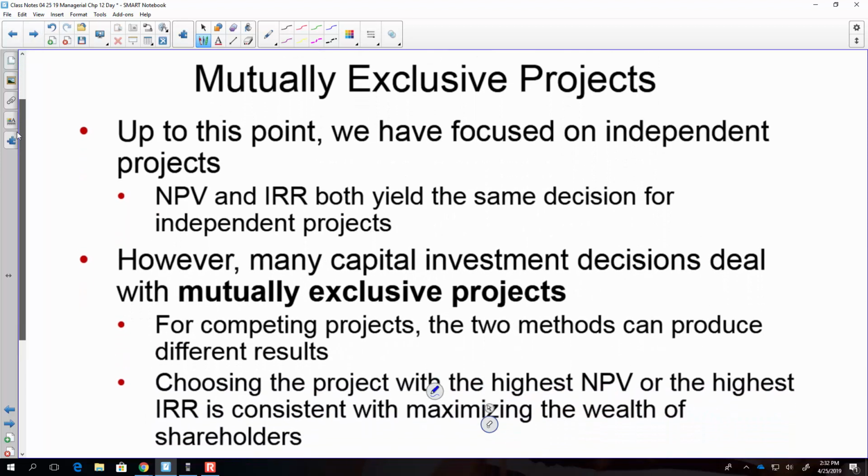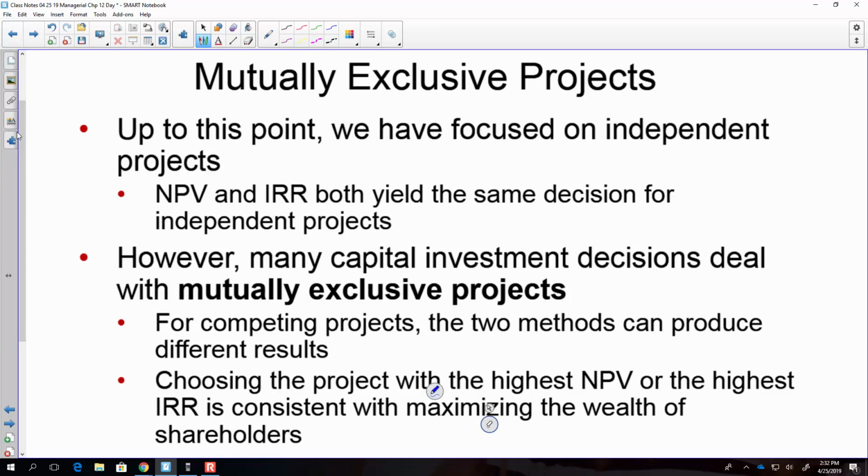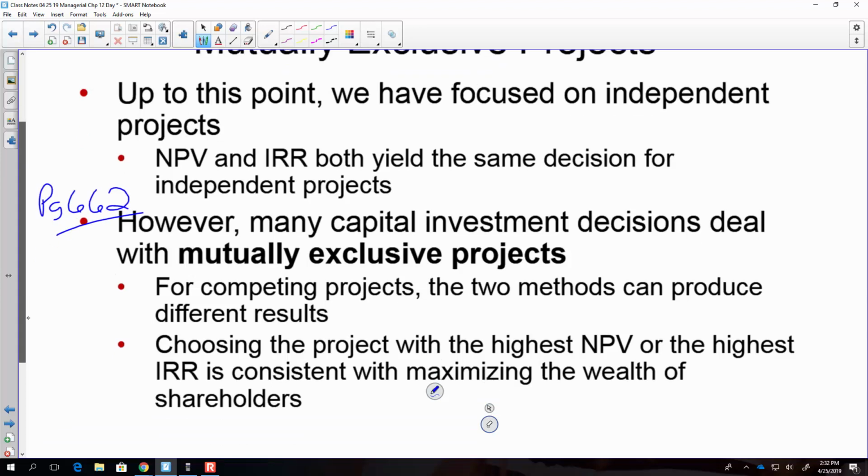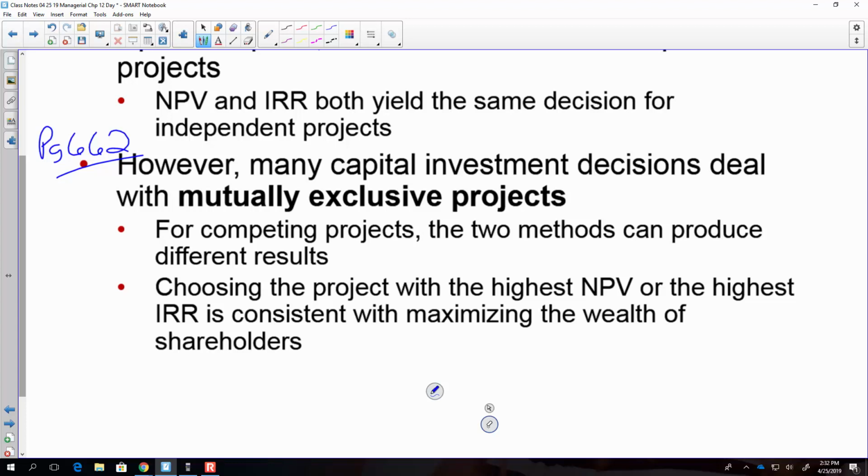The other term I want you to know about is this mutually exclusive project. Page 662, this is on. And we talked a little bit about this already when we looked at payback. It's two competing projects, right? And one is picked for the actual project that we're going to do. Remember, most small companies, and a lot of companies, can't afford to do all the projects that we want to. So we have to pick one or the other.